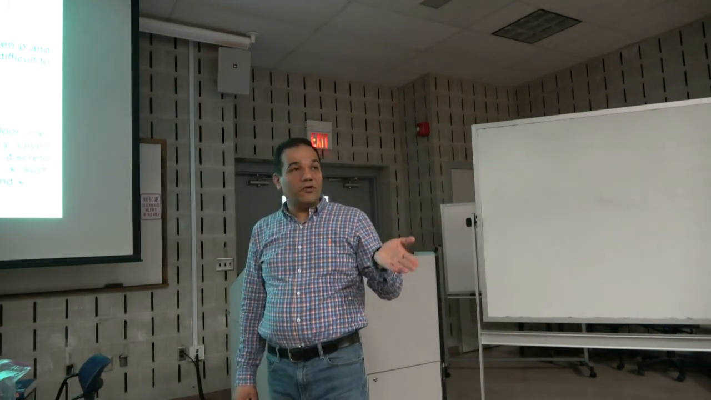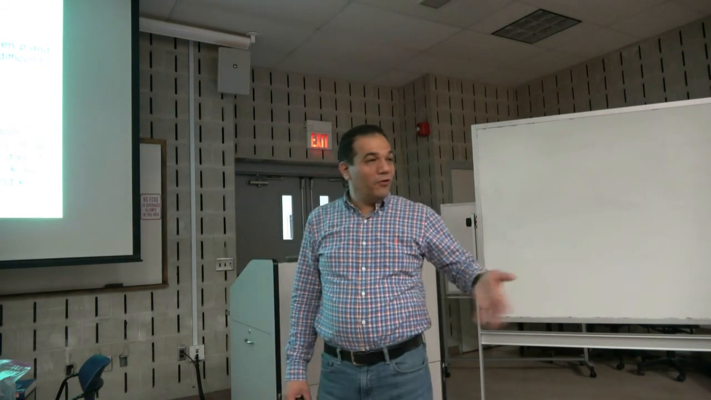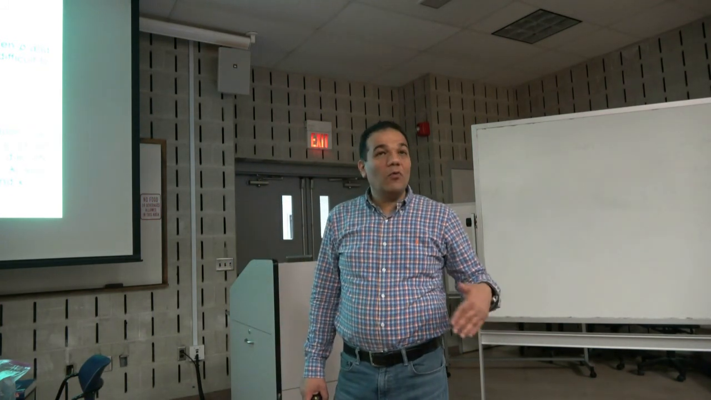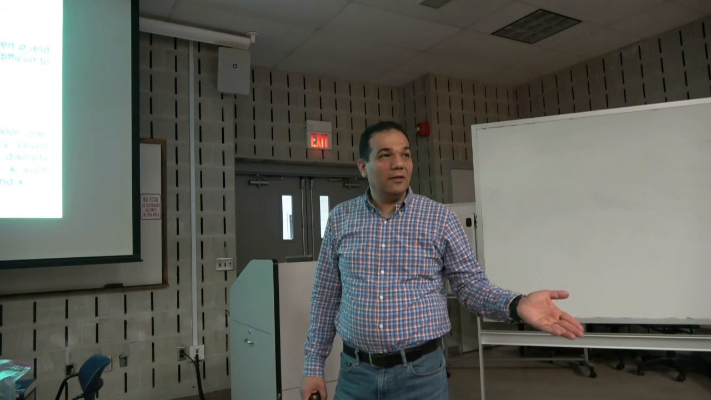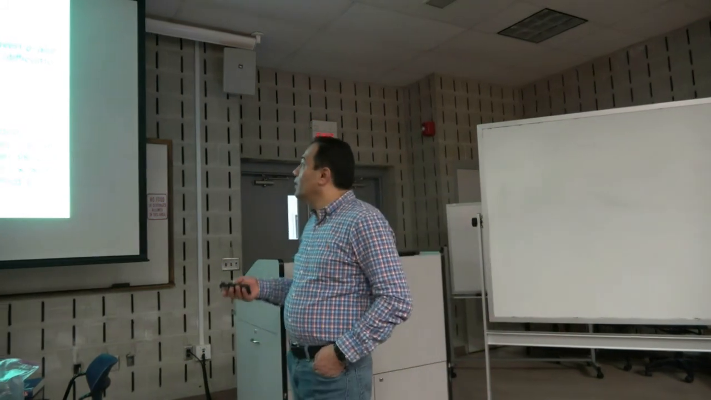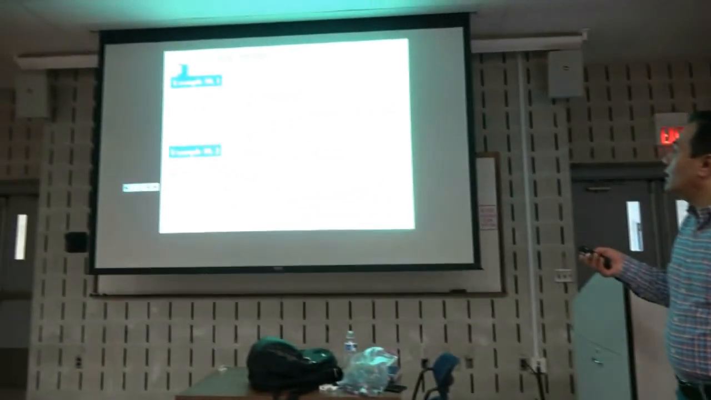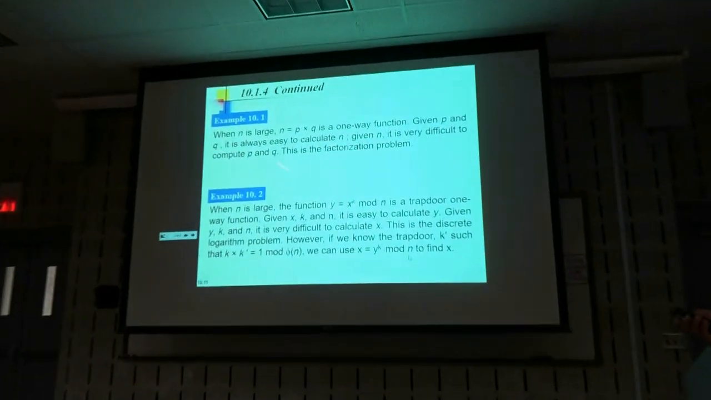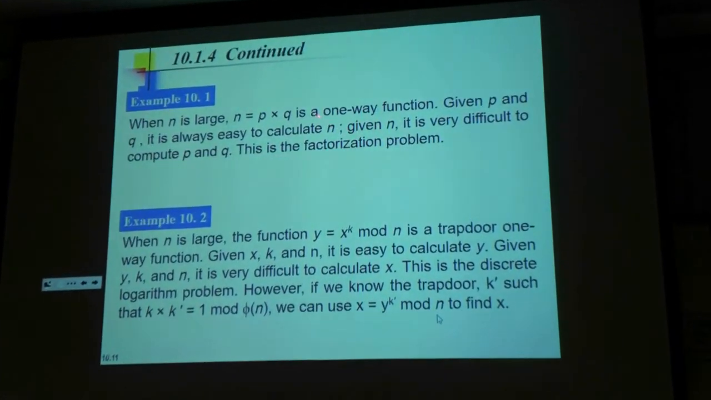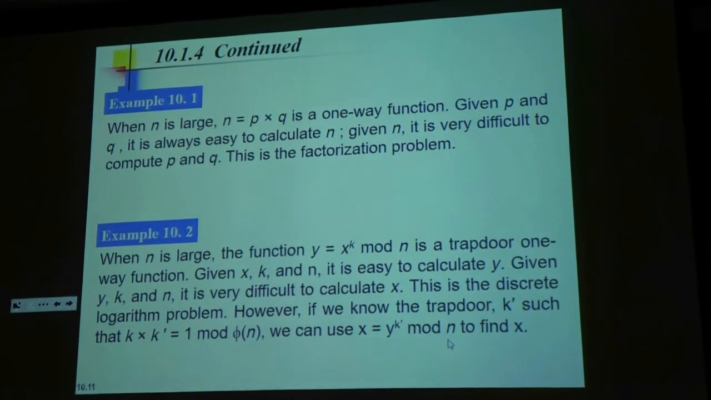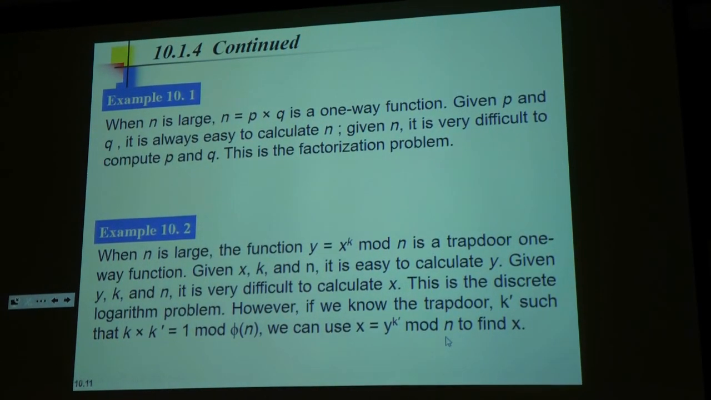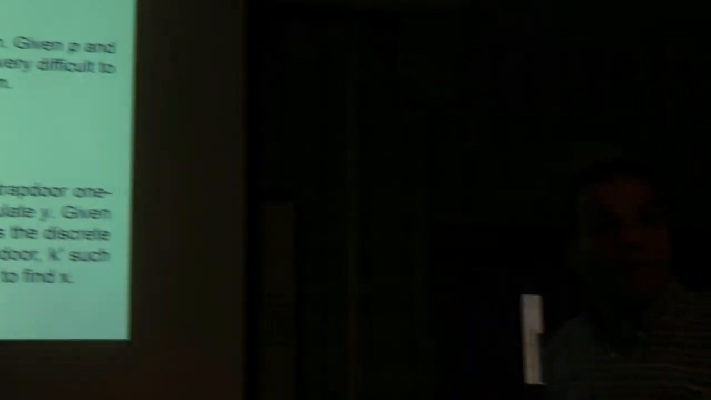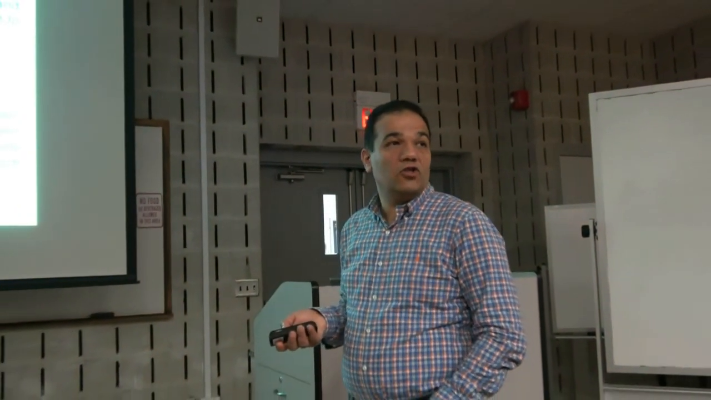Remember that when you decrypt, you need to decrypt in real time. You don't want to wait 100 years to get the decryption. So it is always easy to calculate n, but given n, it is very difficult to compute p and q. This is a factorization problem, and we explained factorization in the previous chapter. Sir, this has nothing to do with the Diffie-Hellman problem? It could. We're going to talk about it in the next chapter.